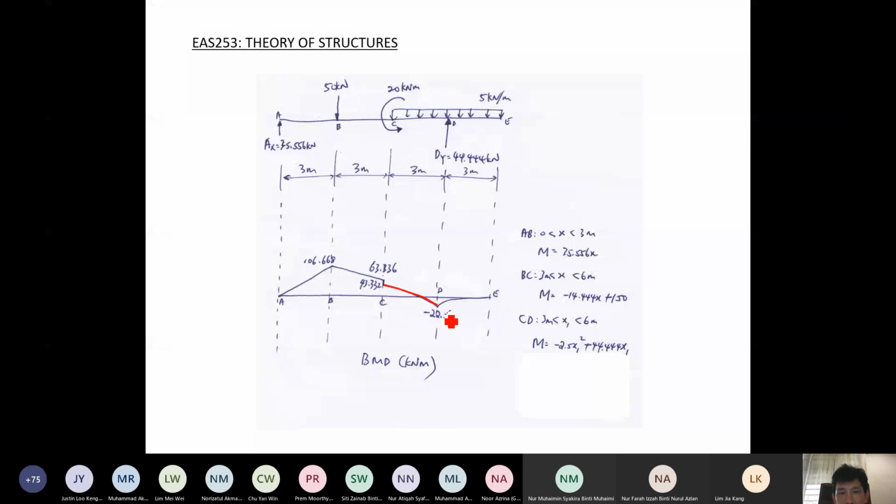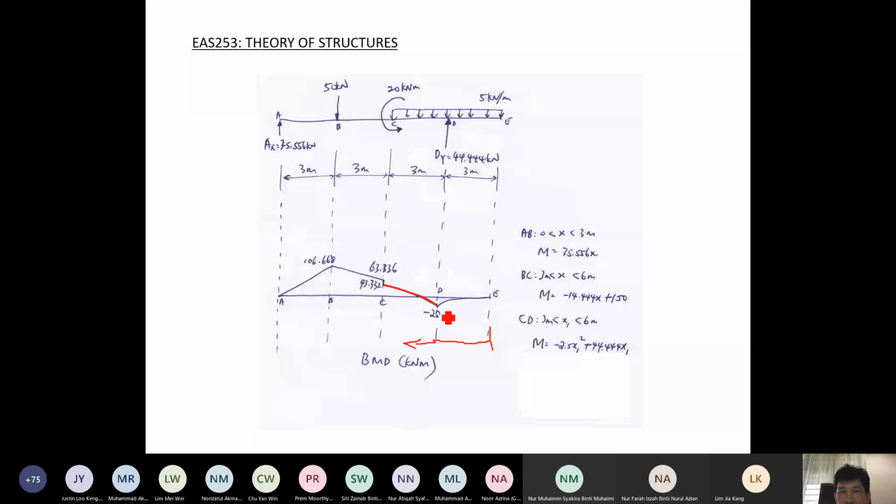So if we try to get the starting value, now x1 starts from here. Substituting x1 equal to 3, we get this value. And substituting x1 equal to 6, we get this value. Remember, where does your x start from, and which section does it represent? So we have to connect this using a curve.